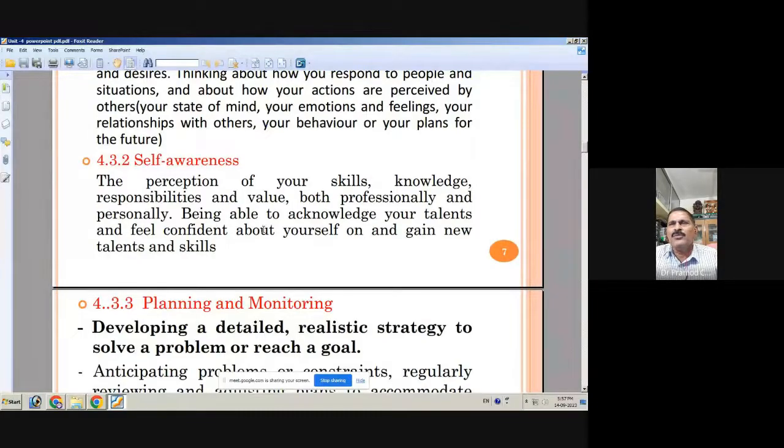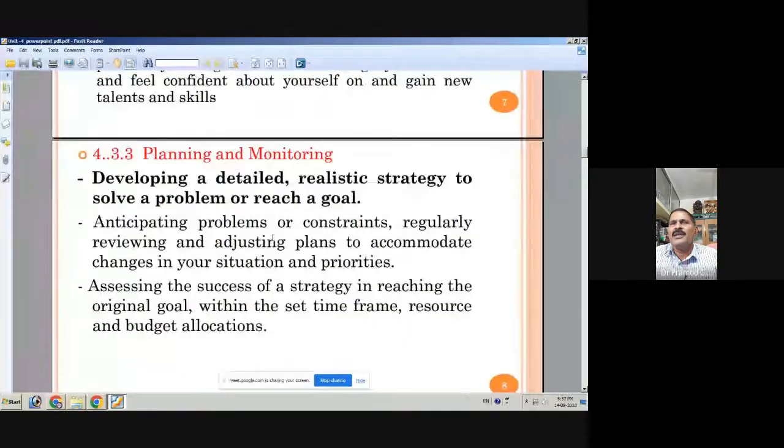You must know your efficiency. You must know your talents. You must know your skills. That will be very essential. Another point is planning and monitoring.